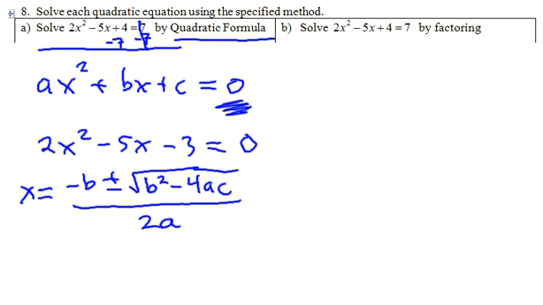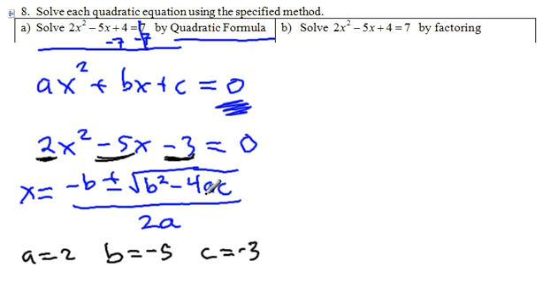There you go. Next up, you have to know what a, b, and c are. In every case, a, b, and c are the coefficients of the variables. A is the x squared coefficient, so for us, a is 2. B is always the coefficient of the x term, so in this case, negative 5 is b. Finally, c is the constant term with no variable, and for us, it's negative 3. So now we have the quadratic formula and the values of our coefficients.